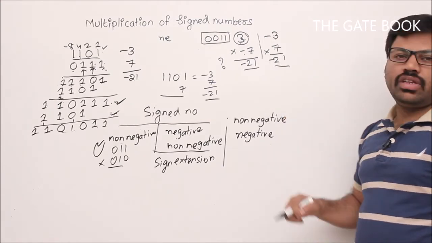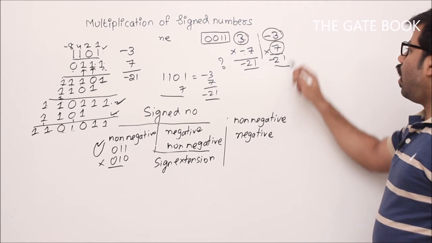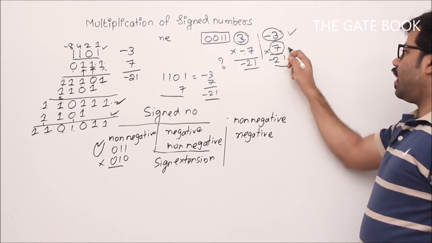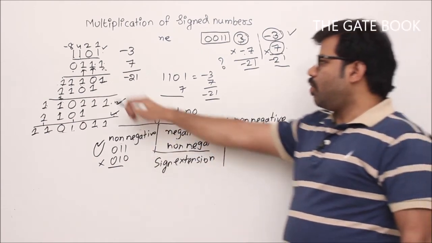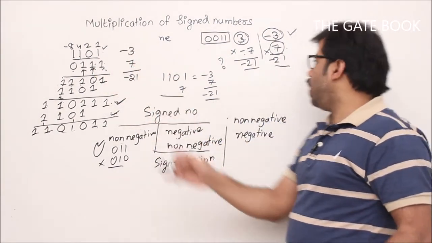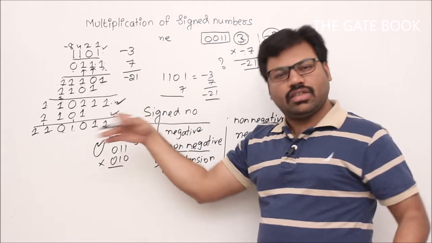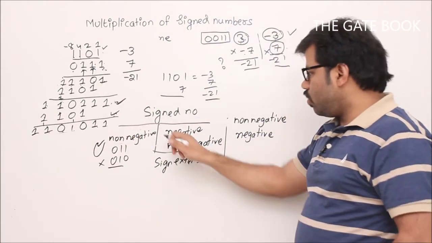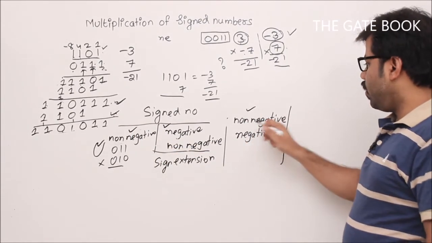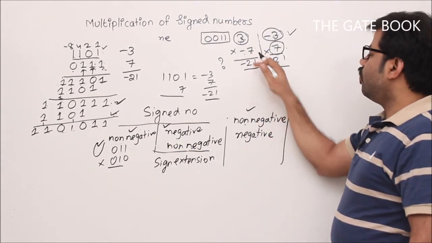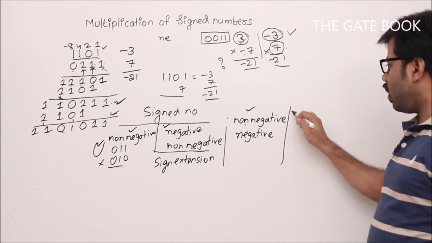Sir, but why are you doing that? I will tell you. Already you have studied how to multiply a negative multiplicand with a positive, or non-negative, multiplier, correct? In that, you already have the logic. The same thing you can use. So this case is covered. When you have non-negative and negative, first convert them to negative and non-negative. Sir, but still you have not covered another case.